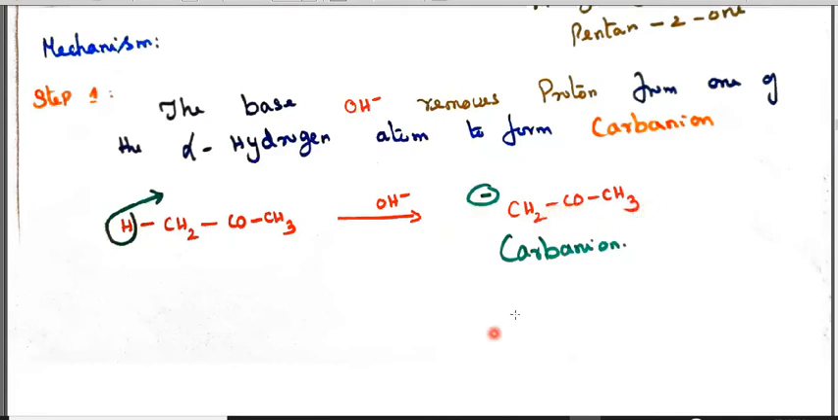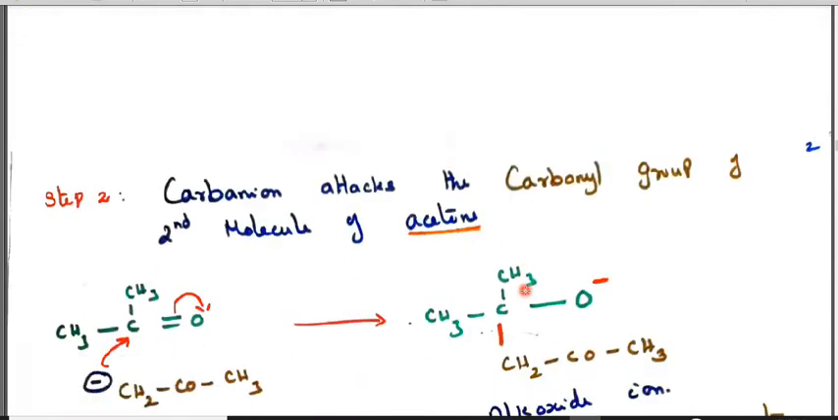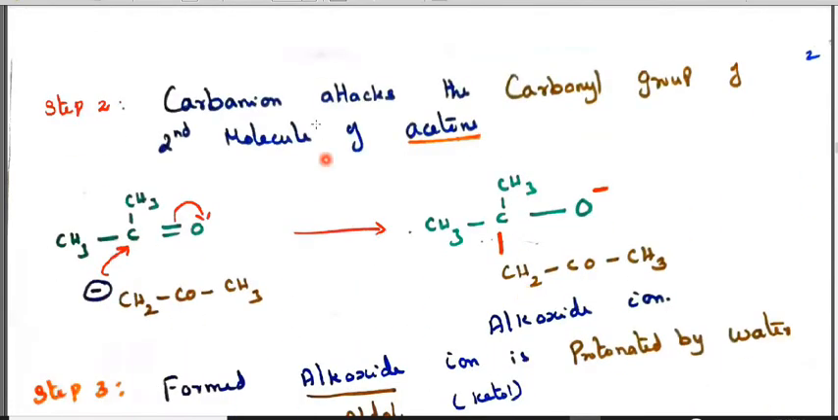CH2COCH3 minus is called a carbanion. So in step 2, that same carbanion attacks the carbonyl group of the second molecule of acetone. This is the second molecule in structural formula. In the same way, oxygen acquires more electronegativity, because that is 3.5 and this is only 2.5. So one of the double bonds is shifted onto oxygen, it acquires a negative charge and this carbon acquires a positive charge. So this carbanion easily attacks and forms a new bond.